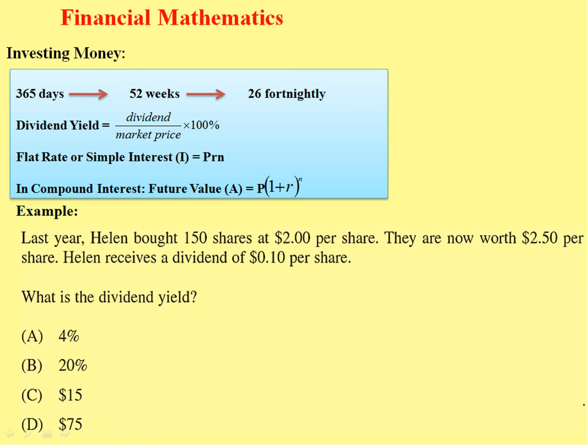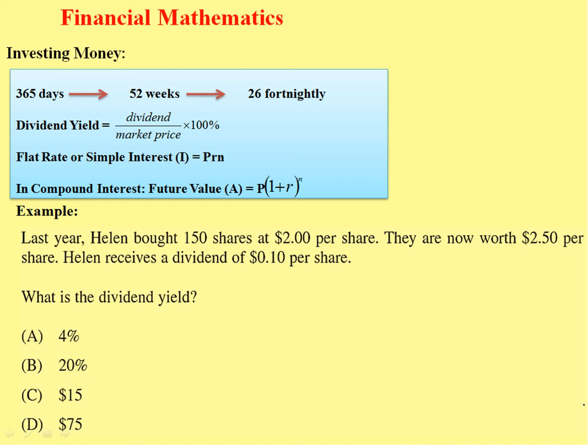Last year Helen bought 150 shares at $2 per share. They are now worth $2.50 per share. Helen receives a dividend of $0.1 per share. What is the dividend yield?